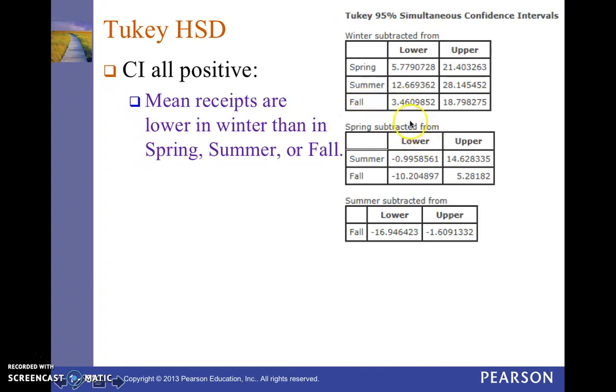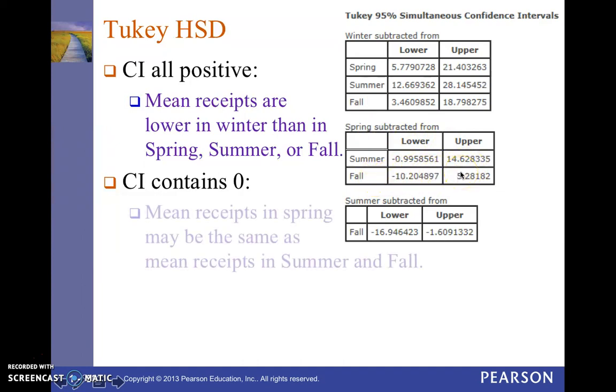If we look at, say, comparing spring, notice that the confidence interval here does involve zero. Because this runs from negative 0.99, and of course, it's going to run to 0, and then it's gone over 14. So when we compare spring with summer, there does not appear to be a significant difference. Once again, I know that because there's a 0 in between here. And same thing with spring and fall. There's a 0 in between here. So in that sense, the mean receipts in spring seem to be basically about the same as the mean receipts in summer and fall, at least from a statistical standpoint.